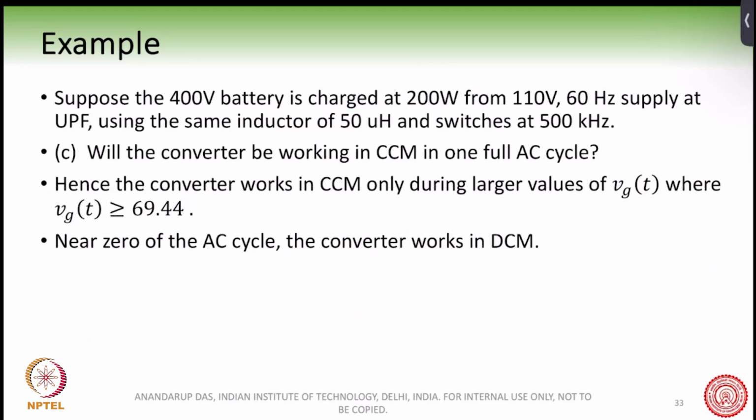So that's what I have concluded here. The converter works in CCM only during larger values of VGT, where VGT is more than 69, and near zero of the cycle, the converter is working in DCM.